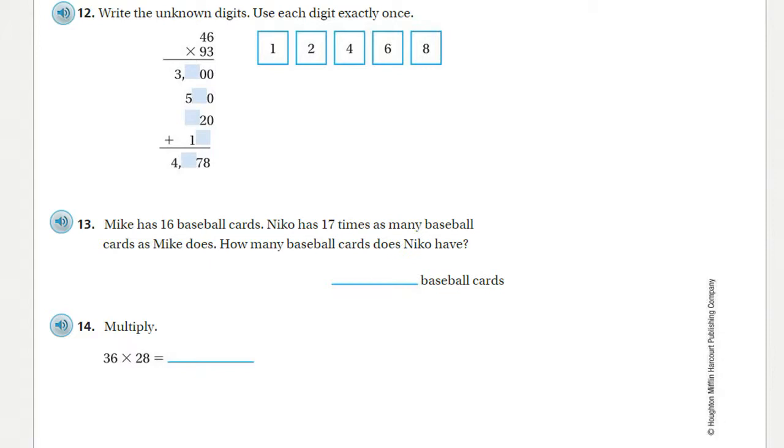Alright, let's do some more math problems. Okay, so we're on page 138 now, and I'm going to work through 12, 13, and then just talk about 14 for a little bit.